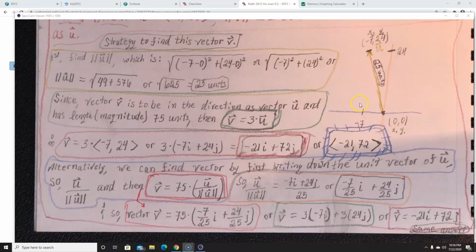Take the vector u, this one, divided by its magnitude, which was 25, and then multiply by 75. I'm going to have to cut it here. But this is the negative 7i plus 24j divided by the magnitude 25, and then multiply it by 75. So I'll let you see that, and I have to go.